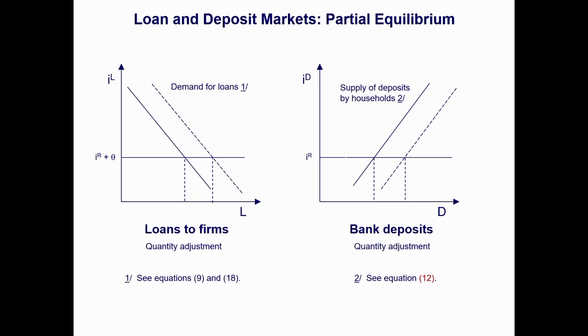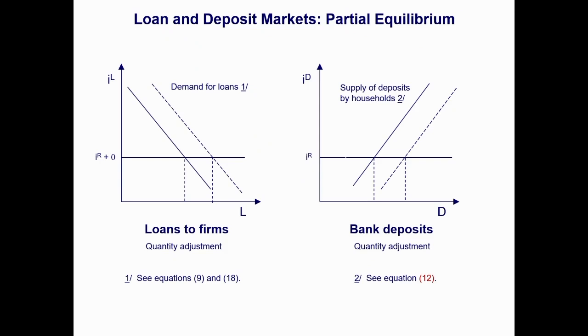Banks set the deposit rate equal to the refinance rate, remember, IR, and therefore they are willing to accept all the deposits that households want to make at that rate. Okay? Deposits are determined by household portfolio considerations, and therefore banks will accept whatever households want to deposit at the given deposit rate.